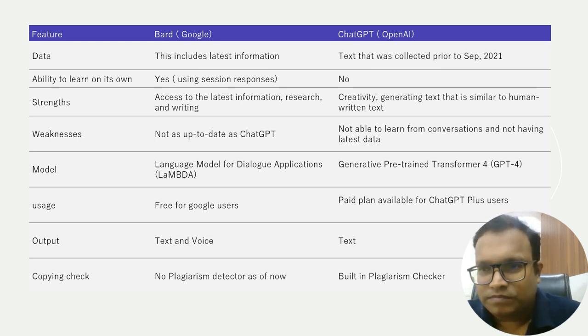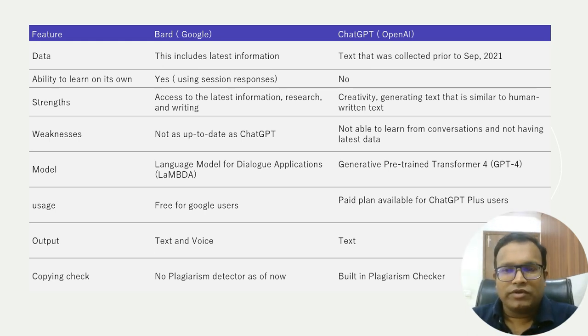Next is the copy check. Here we are talking about the plagiarism detector. In Google Bard it is still missing, while in ChatGPT you can ask it to remove the plagiarism, and ChatGPT will remove the plagiarism for you.